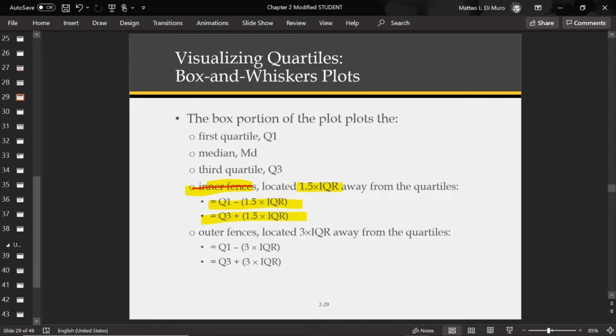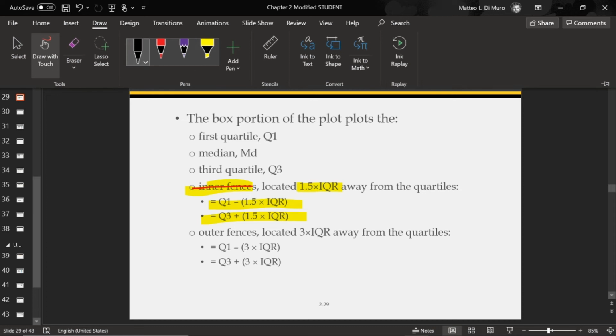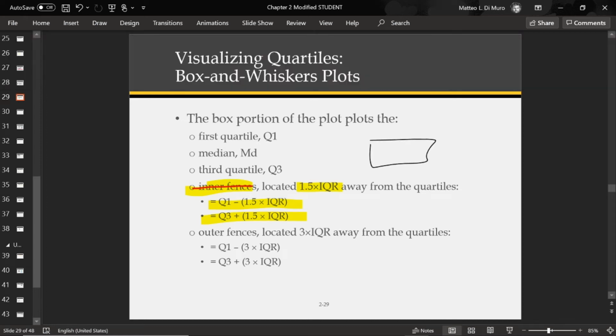So basically you're going to have your data. It's going to look like this, and then we're going to figure out what the inner fences are, and then we go like this. You'll have your data points falling in here. It's a way of beginning to understand where the outliers are.